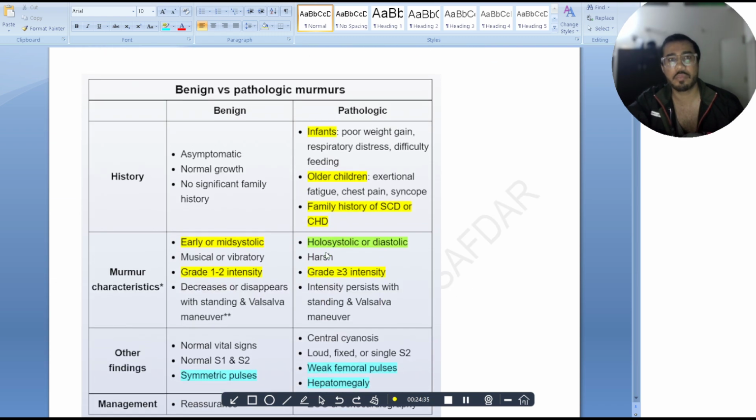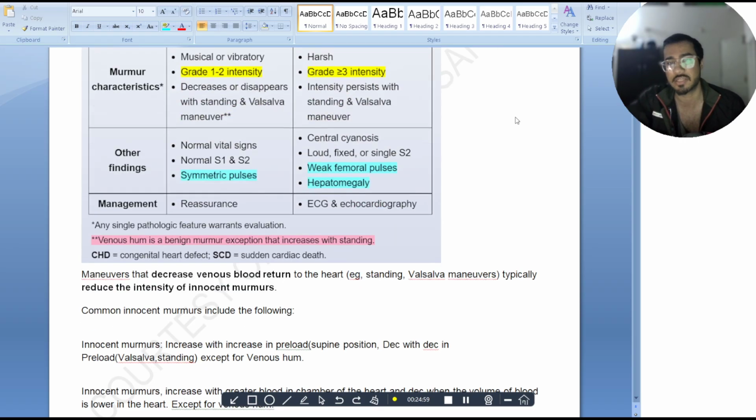So, benign versus pathological murmurs. Usually whenever a question comes up, they give you murmurs and you get really confused: how do I decipher if it's a murmur that is benign or pathologic? Whenever you hear a murmur, don't go about freaking out that there's a problem. There are benign murmurs as well, and I'm going to highlight the three most important ones and their characteristics.